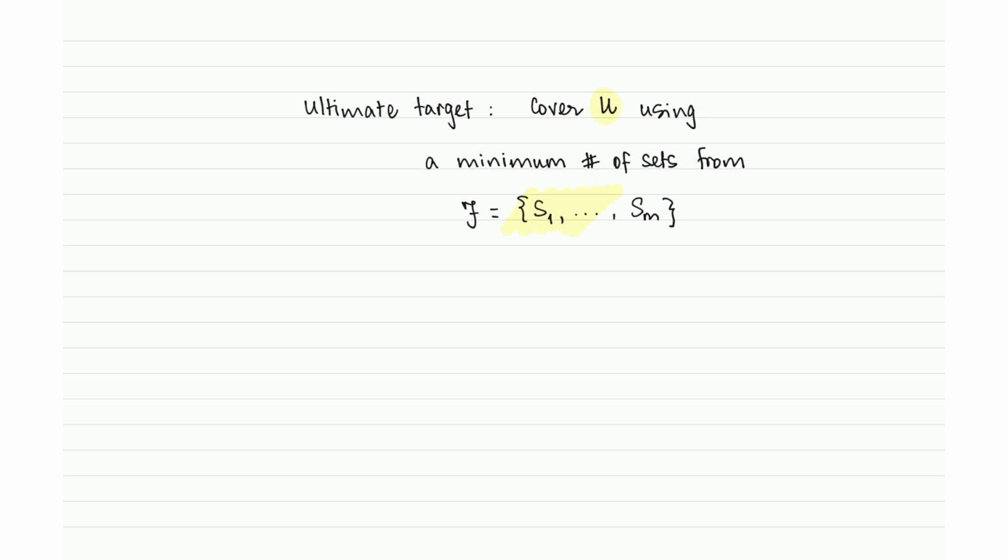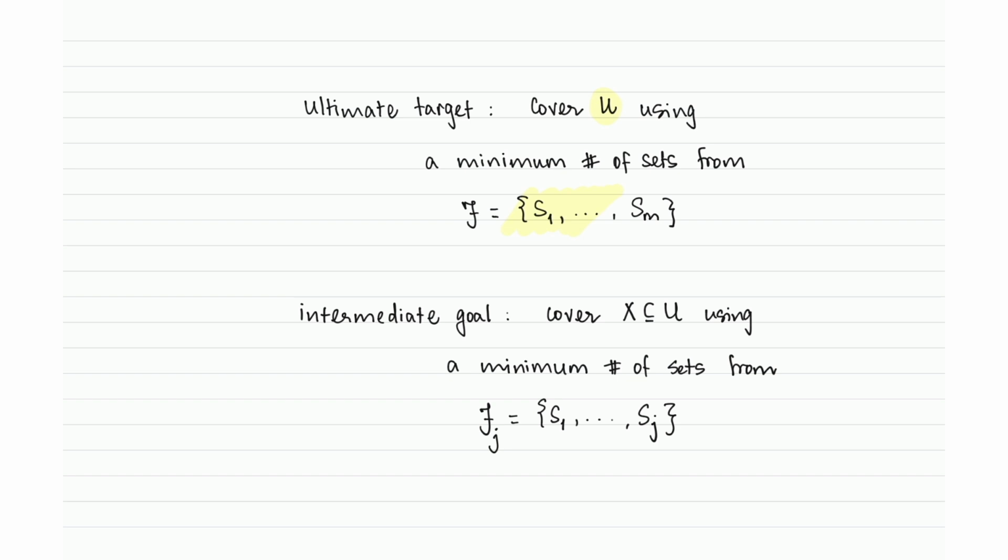So here is a natural intermediate goal, or if you like, you could think of this as a subproblem. You want to cover only some subset X of the universe using a truncated portion of the original family, which we are calling Fj. So this consists of the first j sets in the family F. You could order the family in any way you like so that this notion of the first j sets makes sense. So a quick question for you here: how many subproblems have we generated with this definition?